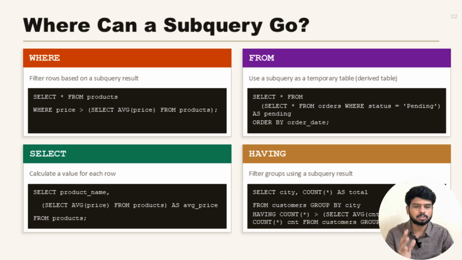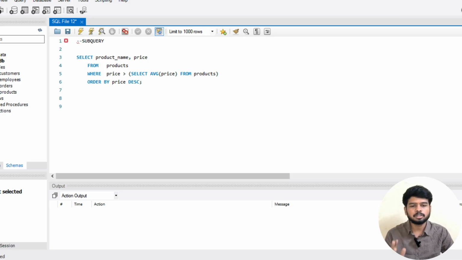So now let's switch to Workbench. You can see here, I have already written the code. What this code will give us is the products which are priced over the overall average, the products which are more expensive than the overall average. Simple statement. Now let's see the code.